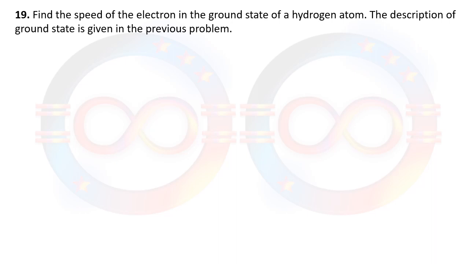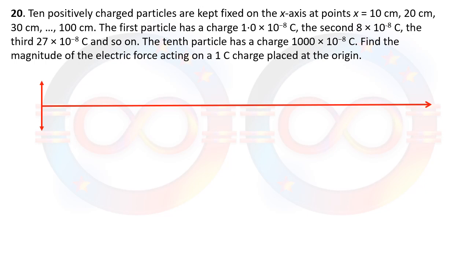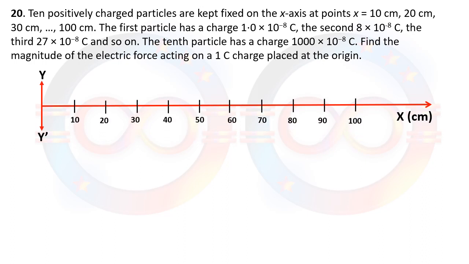In question number 19, it is said, find the speed of the electron in the ground state. In question number 20, on the x-axis charges are present at every 10 centimeter, 10, 20, 30, 40 and so on till 100 centimeter. The first charge, present at 10 centimeter, is 1 into 10 raised to minus 8, then 8 into 10 raised to minus 8, then 27 into 10 raised to minus 8. If you see the pattern, it is nothing but q, 2 cube q, 3 cube q, and at last it is 10 cube q, that is 1000.